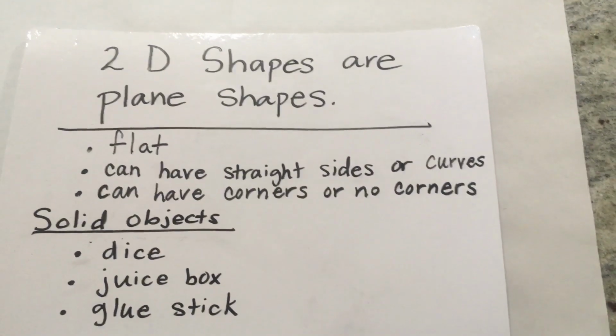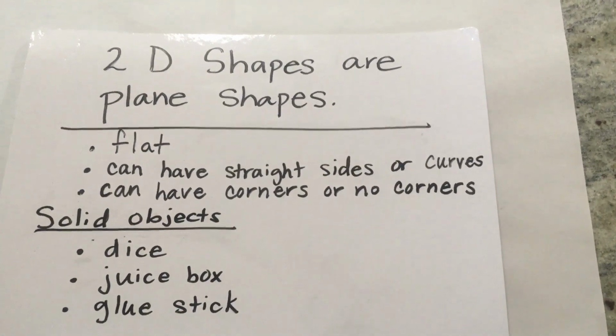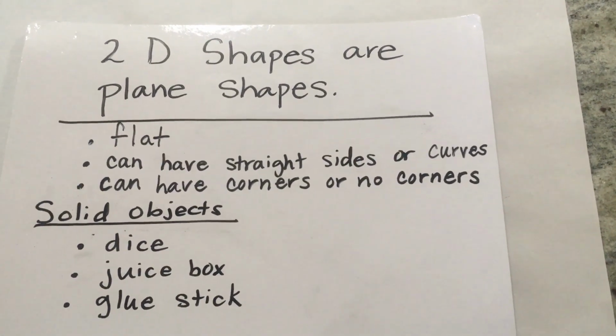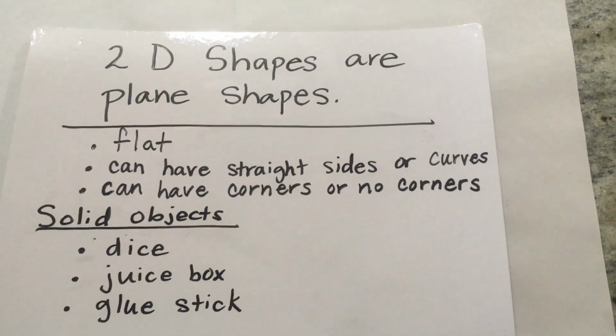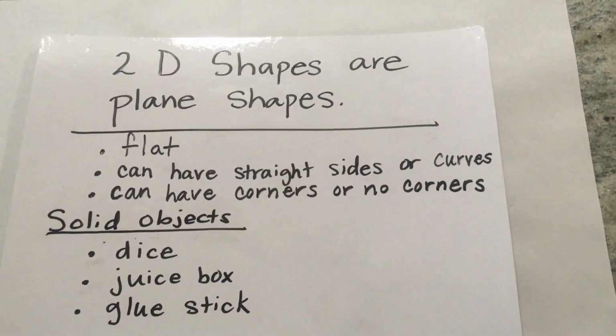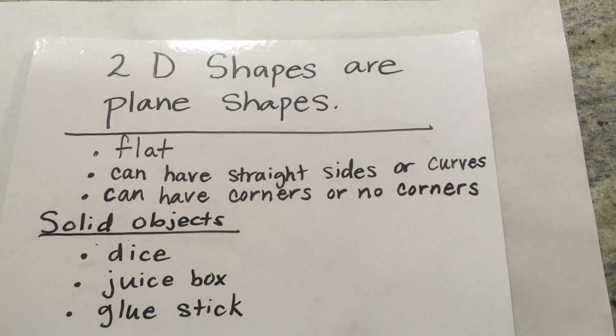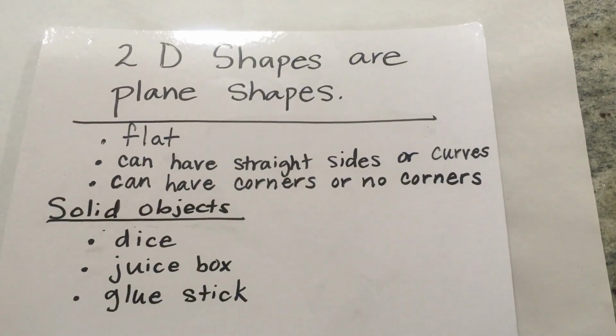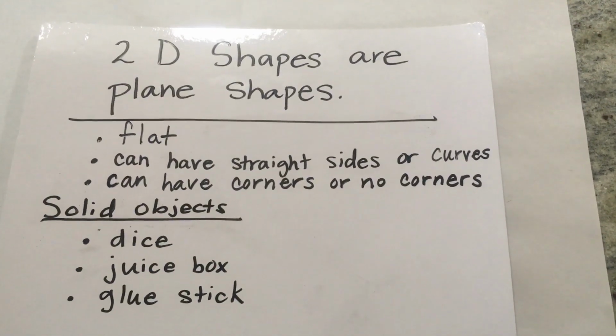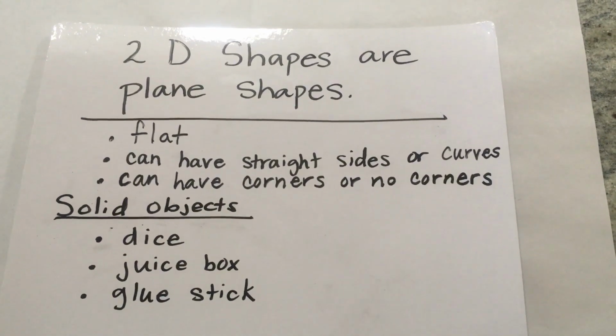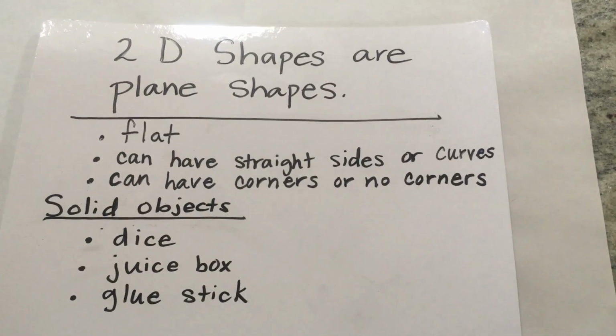The first thing I wanted to go over with you that you learned last week in the lessons is that 2D shapes are plane shapes. So 2D shapes are flat. They can have straight sides or curves. They can have corners or no corners.